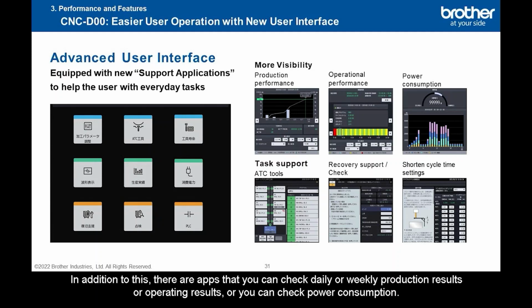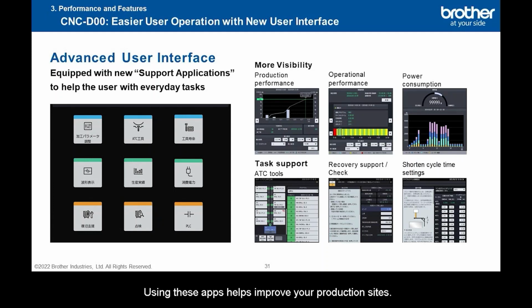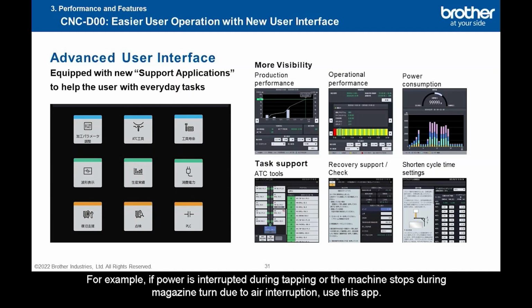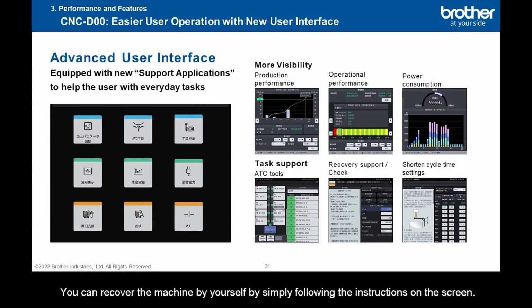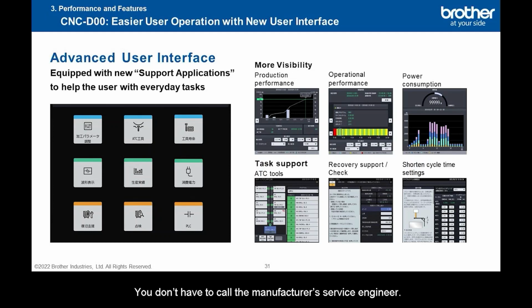In addition to this, there are apps that you can use to check daily or weekly production results or operating results, or check power consumption. Using these apps helps improve your production sites. The Recovery Support app is also very handy. For example, if power is interrupted during tapping or the machine stops during magazine turn due to air interruption, use this app. You can recover the machine by yourself by simply following the instructions on the screen. You don't have to call the manufacturer's service engineer.